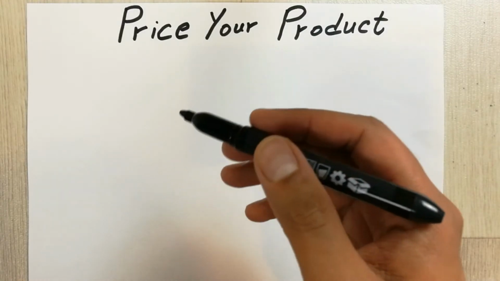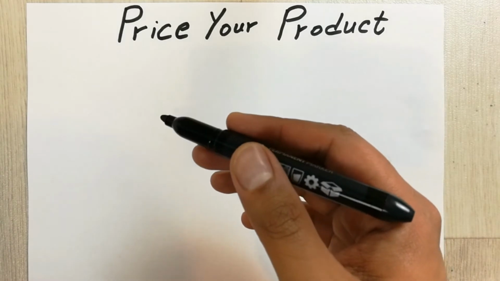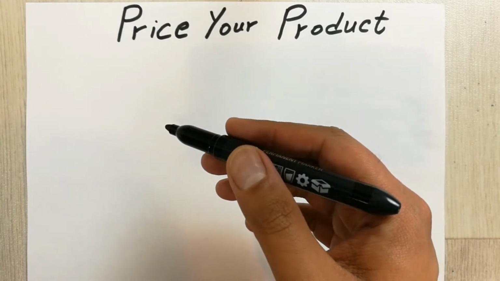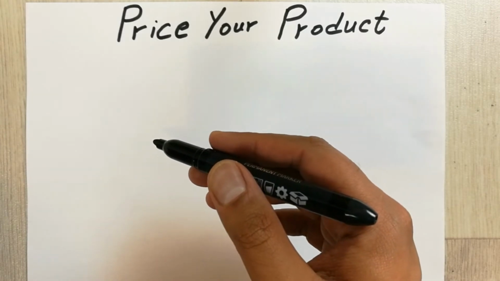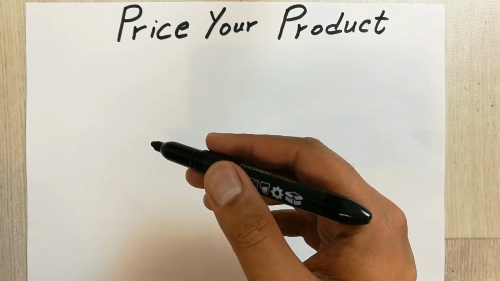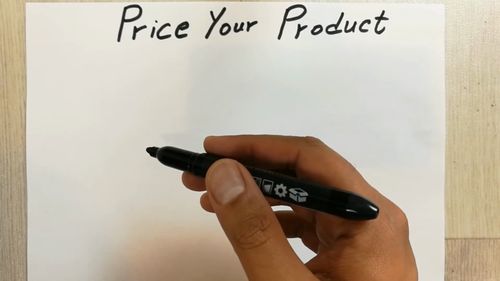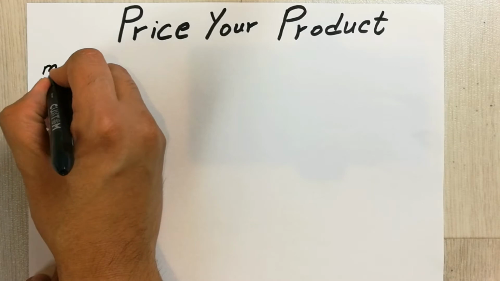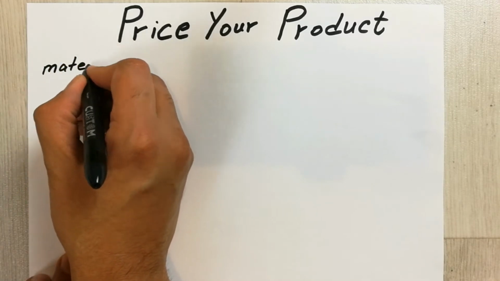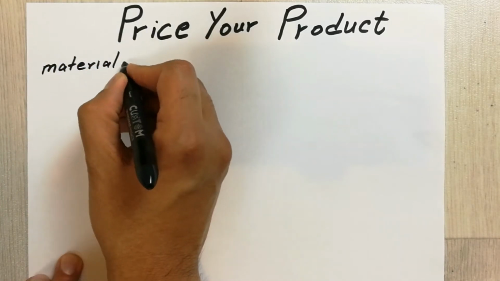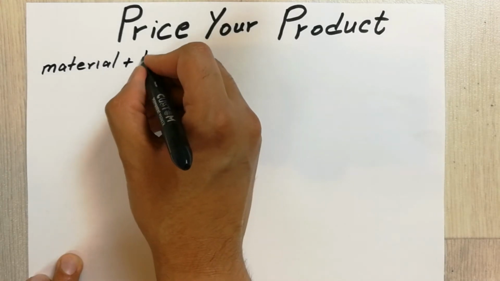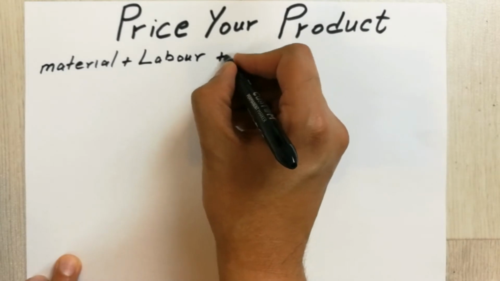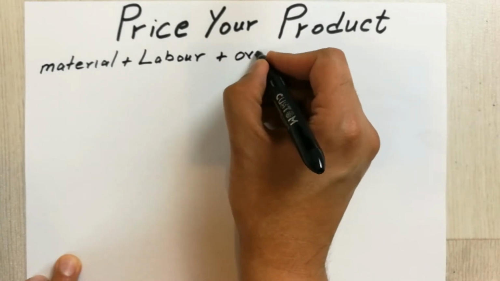Today I am going to show you how to price your product, or how to set a selling price for your item. So the first thing that you have to do is calculate the cost. How can you calculate the cost? You have to add the material cost, plus you have to add the labor, and then plus you have to add the overhead.